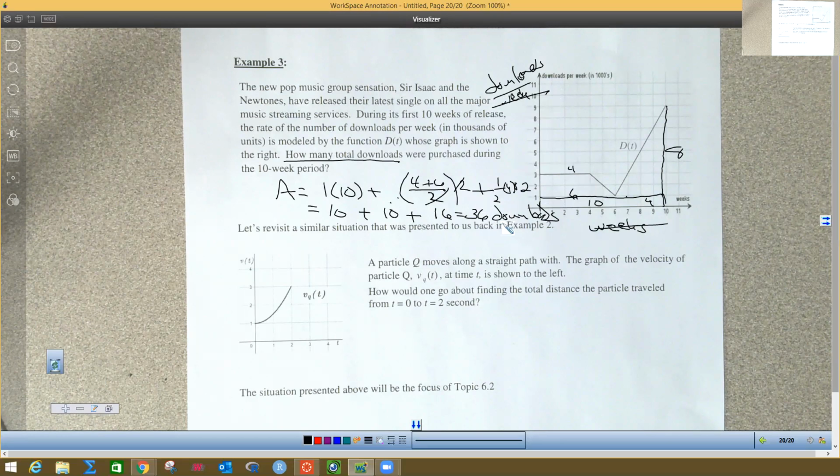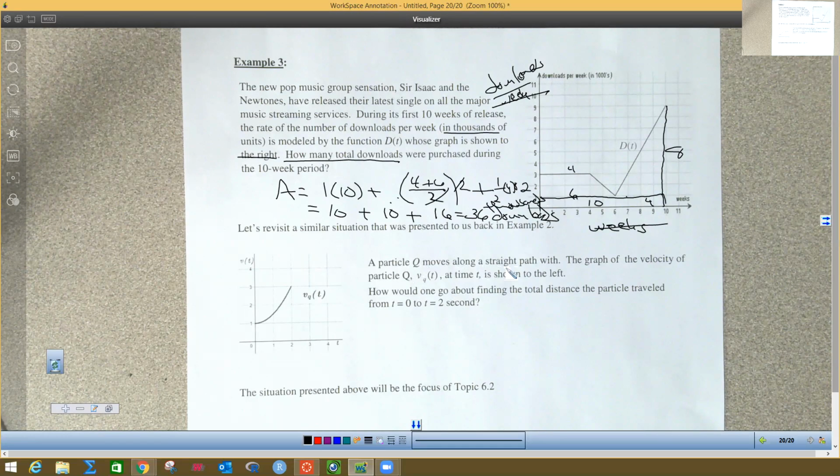Now that would not be the actual answer because it says up here that this is in thousands. So it would be 36,000 downloads over the 10-week period. And then we look right here.